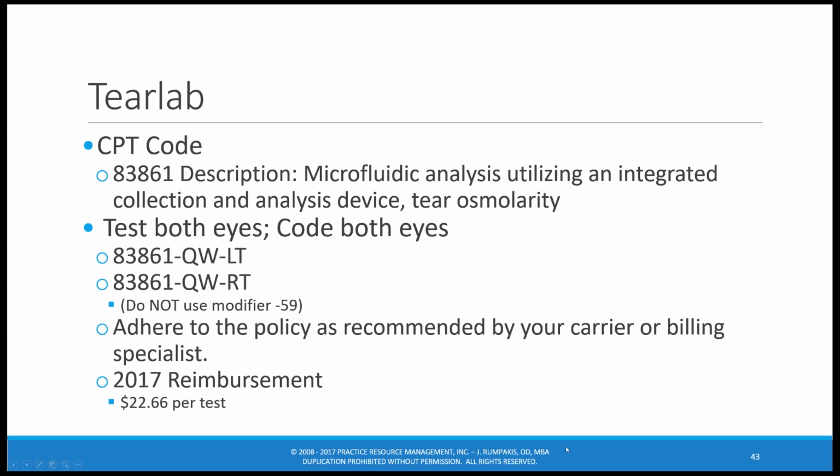Remember that you have to use a modifier on it, and the modifier is QW. That indicates to the insurance carrier that this test has received its CLIA waiver from the federal government, and you're performing it in each eye independently if you're going to be doing it, okay?